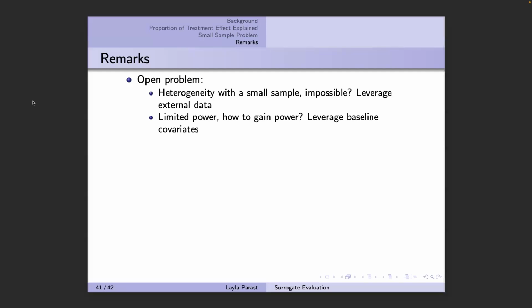Maybe we can leverage external data. There's a lot of things going on with surrogate markers. That's like, how can you bring in observational data that you can leverage to help you validate surrogate markers? And like I mentioned, I do have limited power, even outside of the heterogeneity settings.